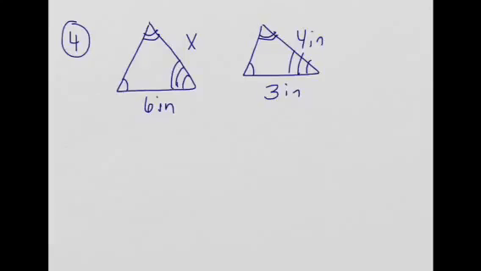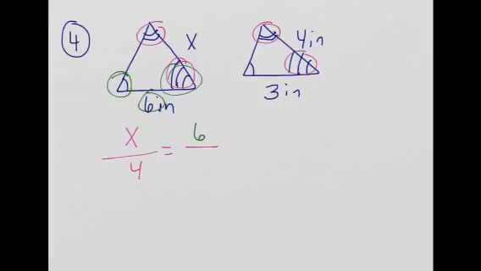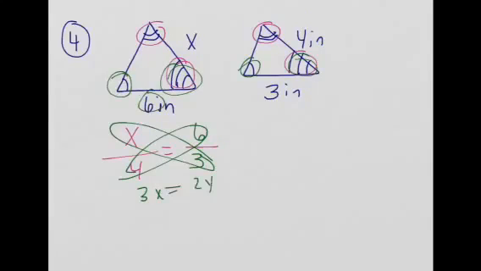Now we're going to set up our proportion. We're going to find our x. X is in between the second and third angles, so we're going to go between the second and the third angles and get 4. Go back to our triangle where the x was. We're now going to get 6. 6 is in between the first and third angle. So we're going to go first and third angle, and we're going to get 3. And then we're going to go ahead and butterfly. 3x is equal to 24. Divide by 3. X is equal to 8 inches.